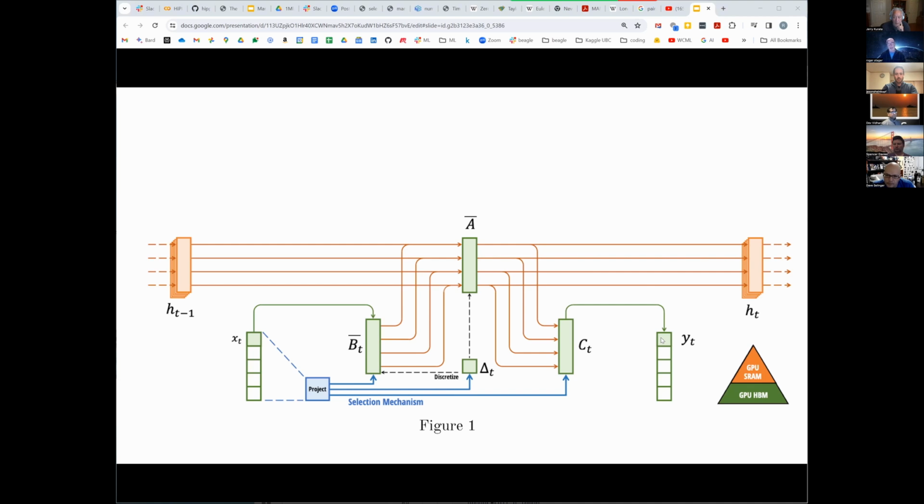I think the main thing they were trying to communicate here was their hardware optimization, where they were leaving some things in the SRAM and kind of sweeping through the sequence, calculating the matrices that they needed on the fly.